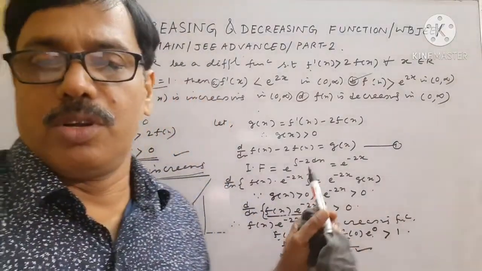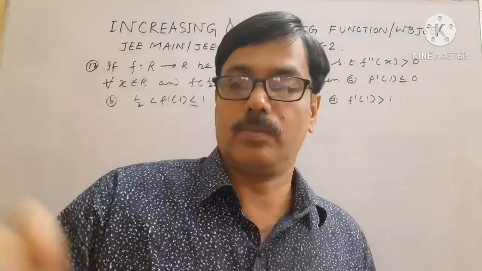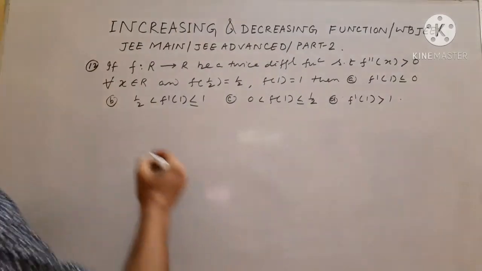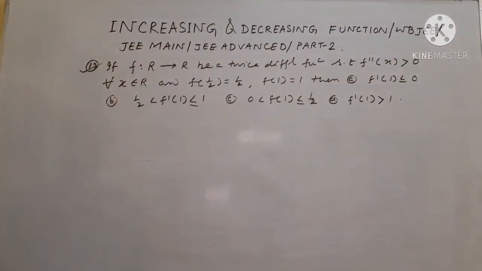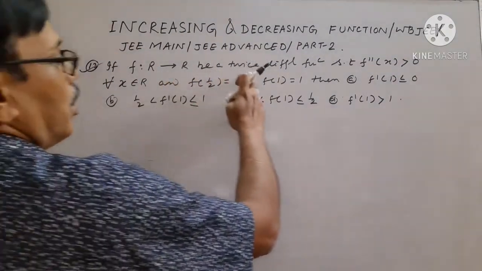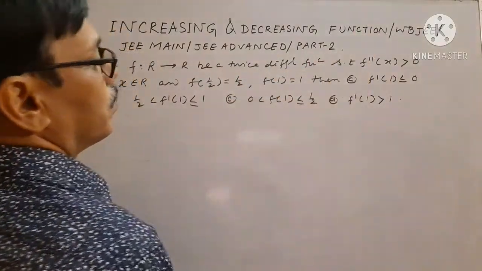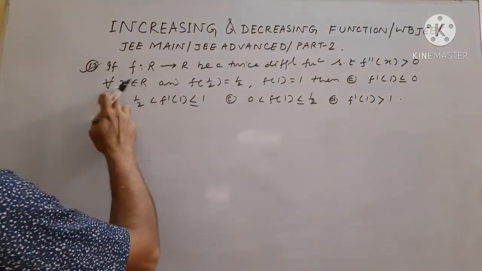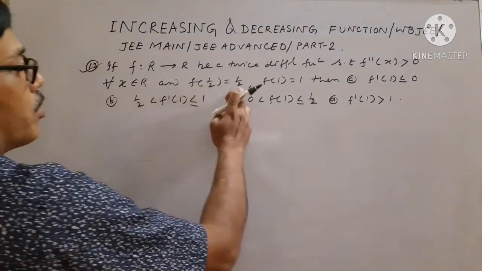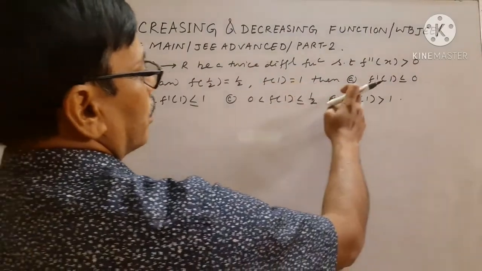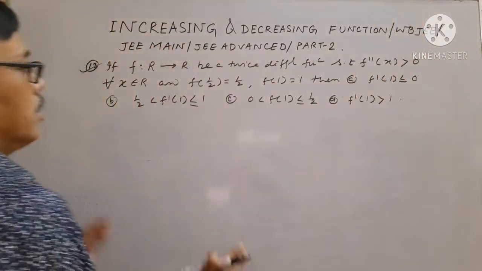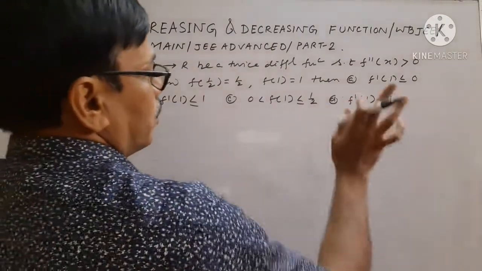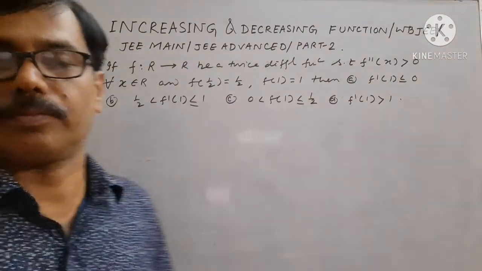So this is also a typical problem. Now we consider one more typical problem, problem number 12. If f is a twice differentiable function such that f double dash x greater than 0 for all x belongs to R, f half equals half, f1 equals 1, then f dash 1 is less than 0, lies between half and 1, 0 to half, or greater than 1.